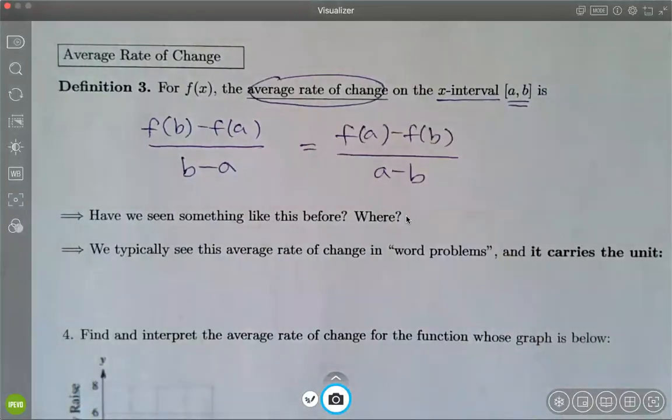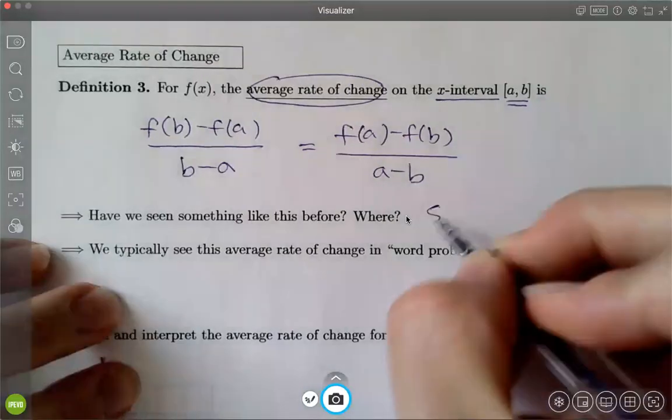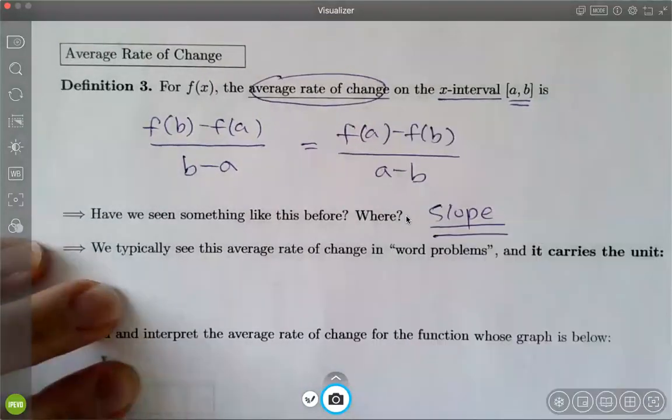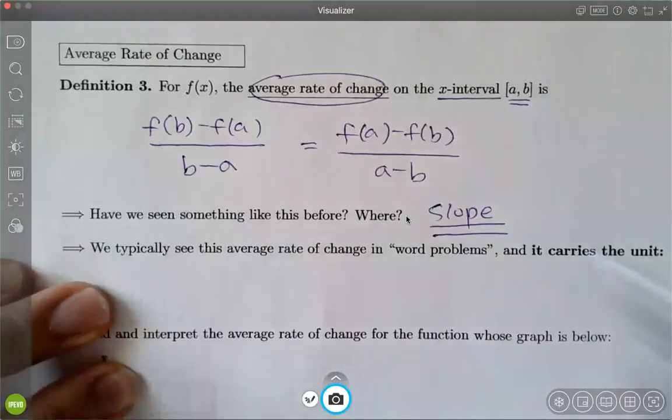And now, does this definition look familiar? Have we seen something like this before? Isn't that similar to (y1 minus y2) over (x1 minus x2)? And what's the name of that definition? The slope, yes. So what does it mean? Average rate of change and the slope, they are the same.